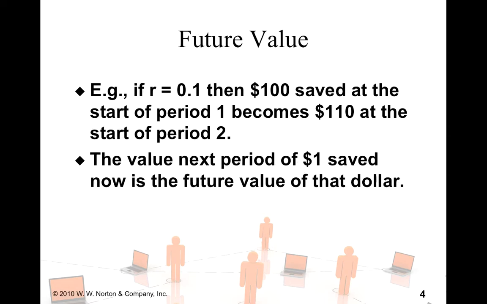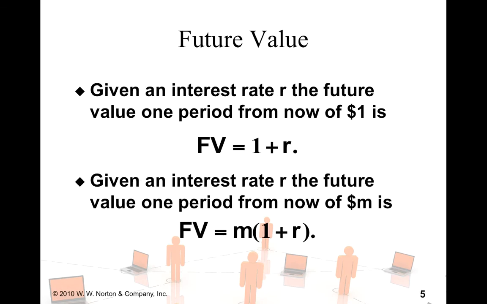Example, if R is equal to 0.1, then $100 saved at the start of period 1 becomes $110 at the start of period 2. The value next period of a dollar saved now is the future value of that dollar. So, given an interest rate R, the future value one period from now of $1 is given to you by 1 plus R. We call it future value.